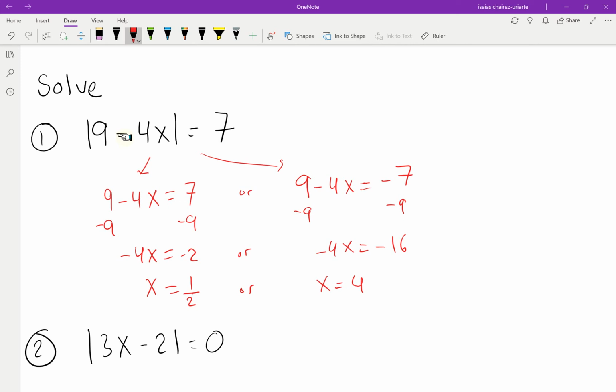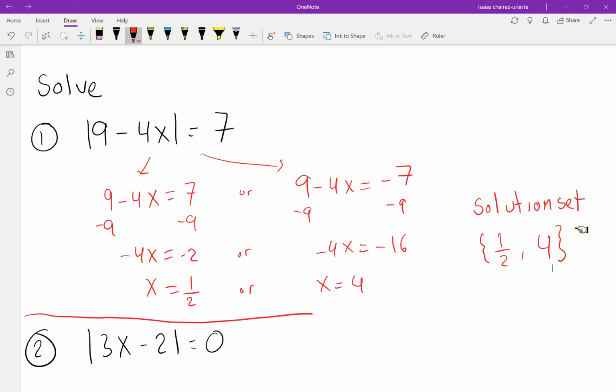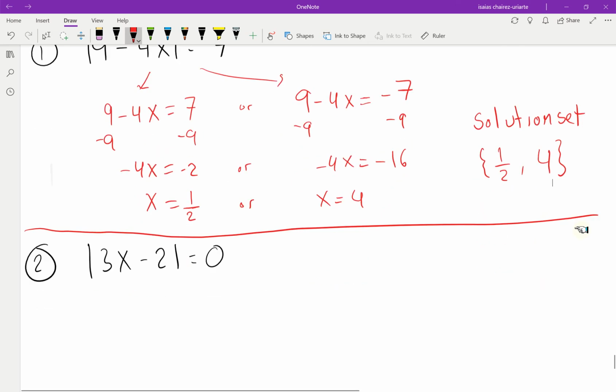And that's it. So my solution set is 1/2, 4. By the way, notice that I use these little curly brackets over here. This is a set that contains only the elements 1/2 and 4. So don't think this is an interval. This is just a set that contains 2 individual numbers. Okay, so that is my answer for the first absolute value equation. Hopefully we agree. Let me move on to the next one.